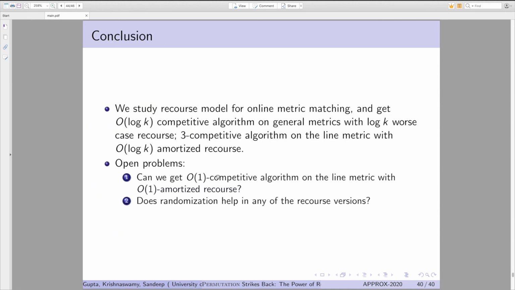And finally, we conclude by saying that we propose a new recourse model for online metric matching, that is O(log k) competitive on general metrics with O(log k) recourse, and there's also a 3 competitive algorithm on the line metric with amortized O(log k) recourse.